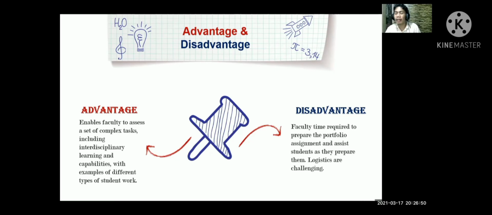And the disadvantage para sa faculty: I'm required to prepare the portfolio assignment and assist student as they prepare them, logistic or challenging. Diba? Ayun nga lang yung preparation and time, yun yung disadvantage. Kasi medyo mahaba-habang proseso yun. Diba? From throughout the grading or throughout the sem. Kailangan nilang talagang nag-save sila, nag-collect sila ng mga activities na pinapagawa mo. And time consuming talaga siya. Yung disadvantage.